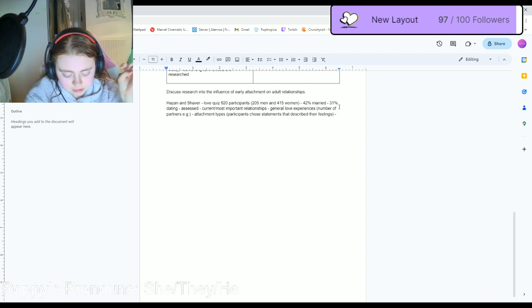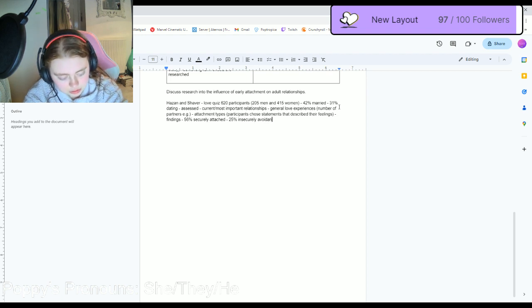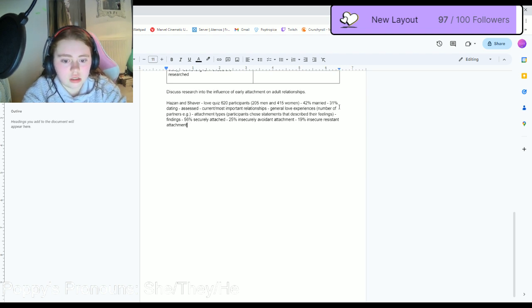Now, for the findings, it was found that 56% of participants were securely attached, 25% had an insecure avoidant attachment, and 19% had an insecure resistant attachment. So those who were securely attached, I don't even know what I was trying to say there. I said the wrong word instead of attached. Whatever.